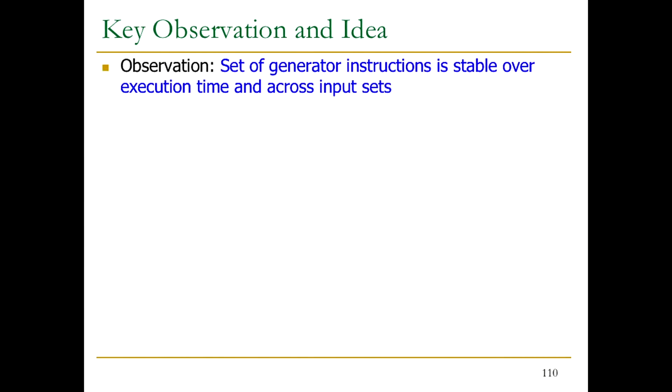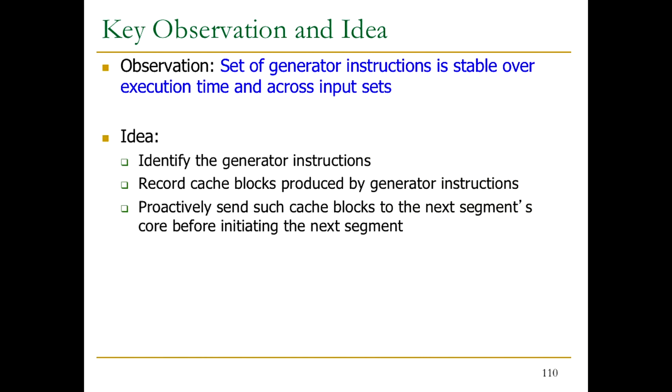So one of the observations is that it turns out the set of generator instructions is stable over execution time and across input sets. And the idea is to identify these generator instructions, record the cache blocks produced by those generator instructions, and proactively send those cache blocks to the next segment's core before starting the next segment. So basically, we want to be proactive about it.